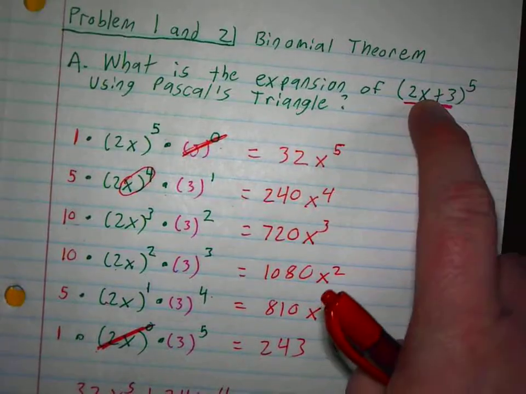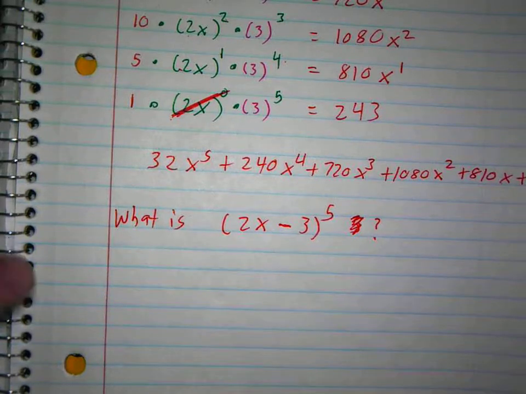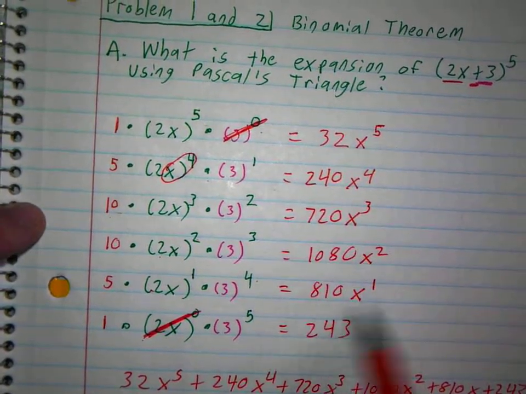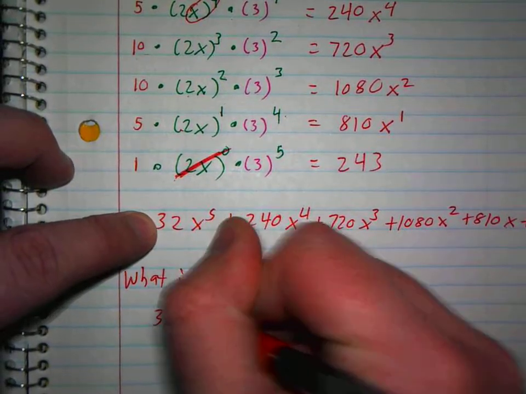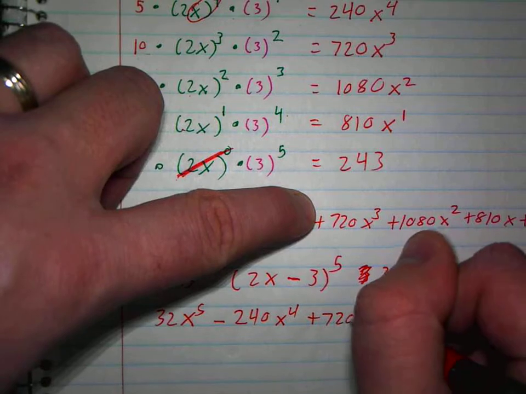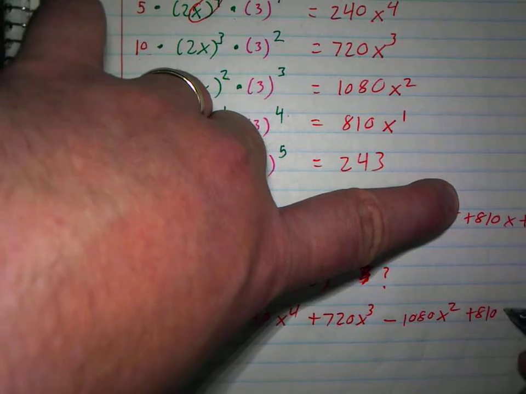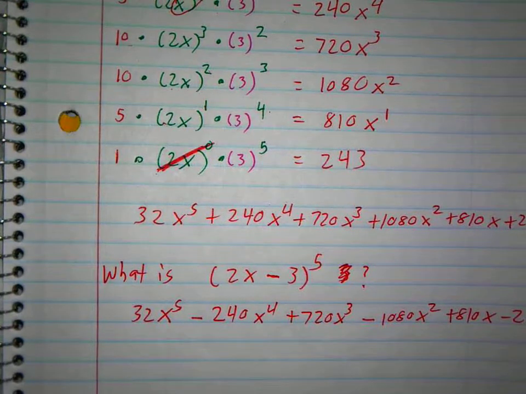So before I asked you what's 2x plus 3, if they ask you for what 2x minus 3, all the work is the same, except it alternates signs on the odds. So this would be positive, that'd be negative, that'd be positive, that'd be negative, that'd be positive, that'd be negative. So your answer for this would be 32x to the fifth minus 240x to the fourth plus 720x cubed minus 1080x squared plus 810x minus 243. Okay? So if there's a minus in between, you just alternate the sign.